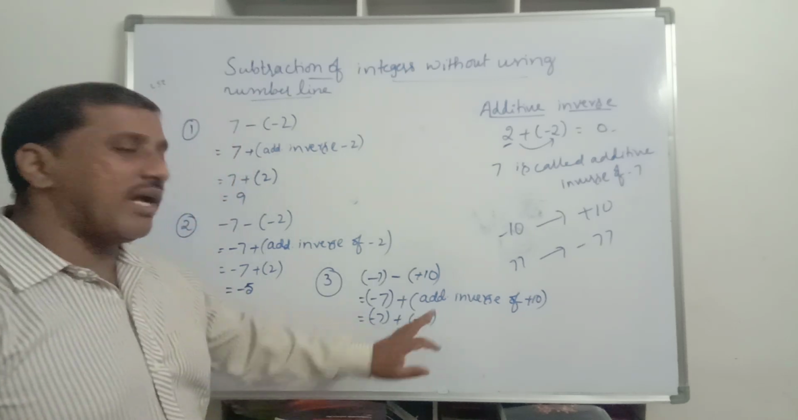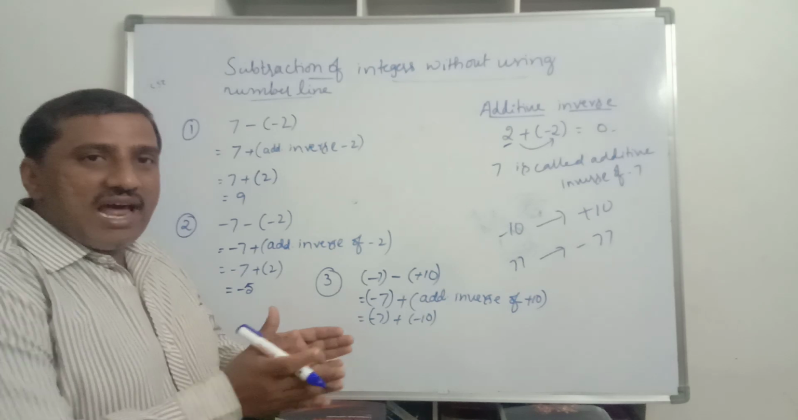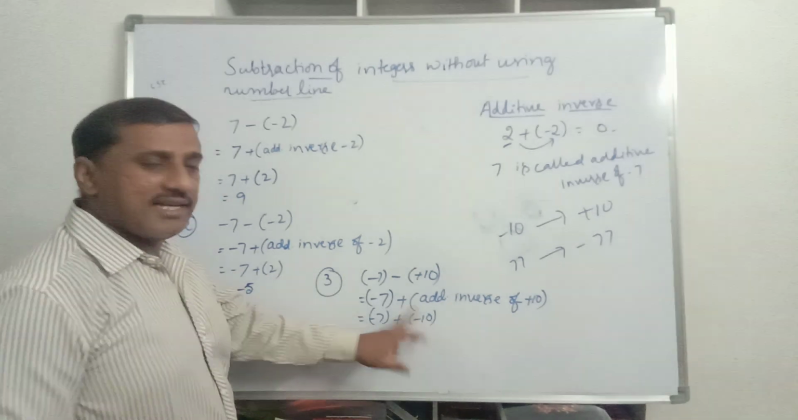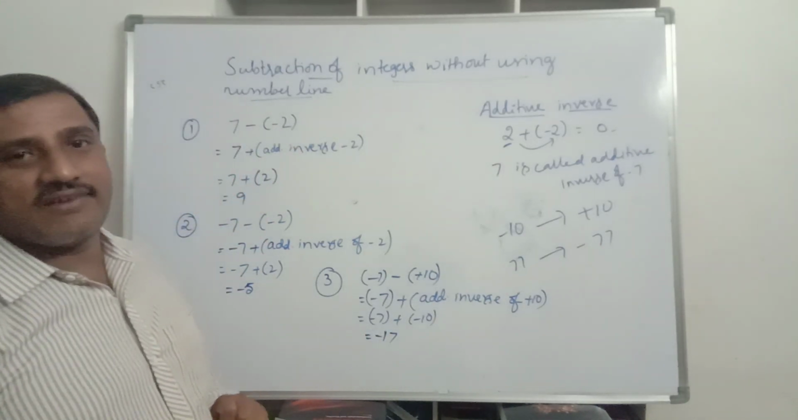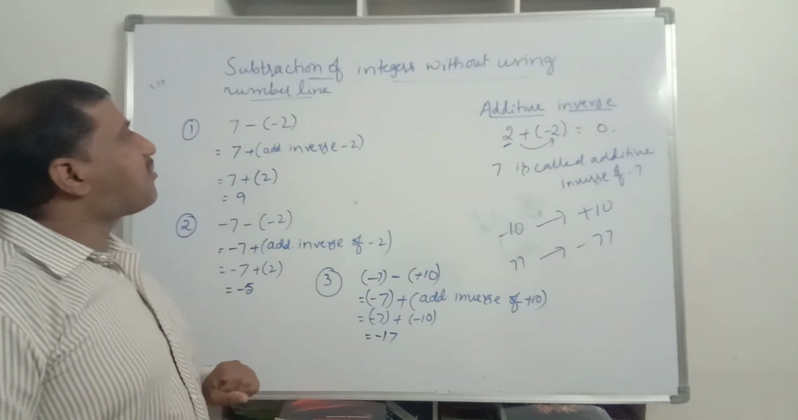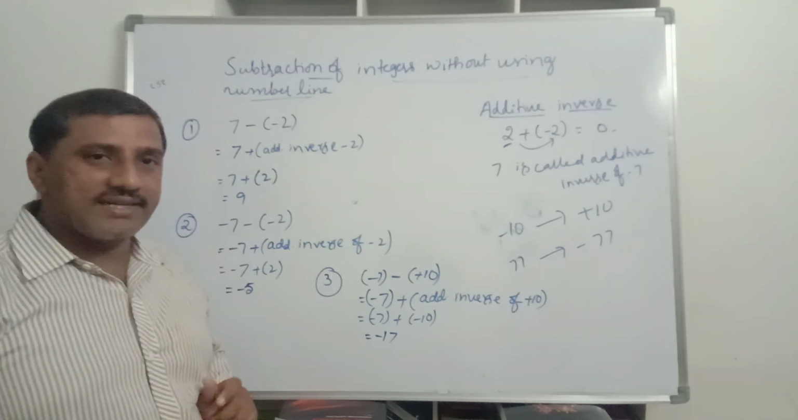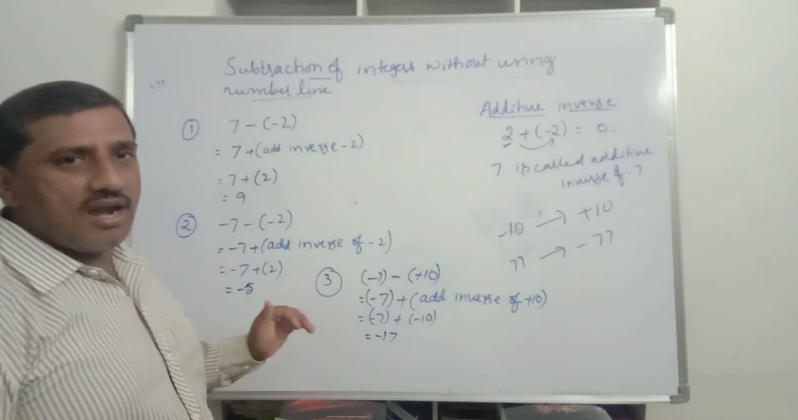Now we are adding two negative integers. What will we do under addition of two negative integers? We will add the numbers and take the common sign. Therefore 7 plus 10 is 17, and the common sign is minus. Minus 17 we will get. Like this we will subtract the integers by using the concept of additive inverse. Is it clear, children? Yes.